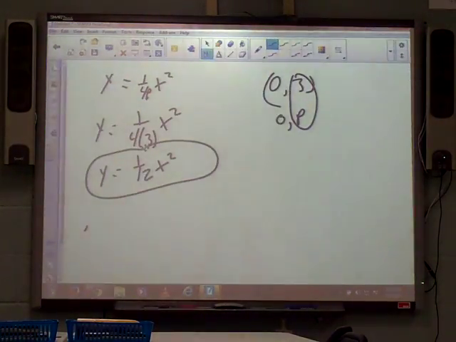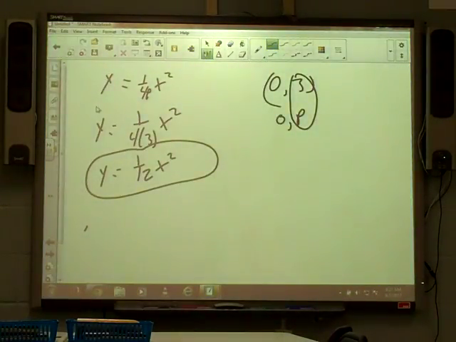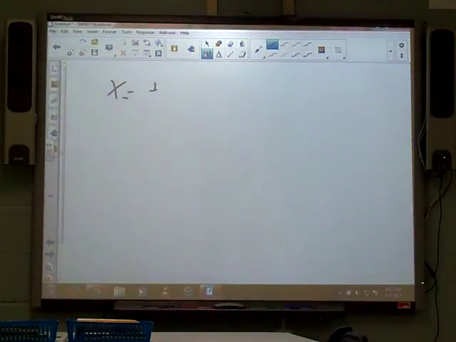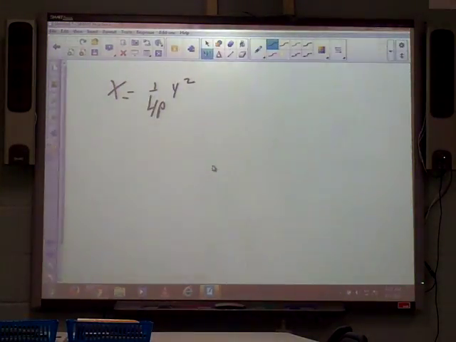All right, number 7, sideways. When the parabola is sideways, instead of y equals, it's going to be x equals 1/4p times y squared. This time they gave us the directrix on number 7.